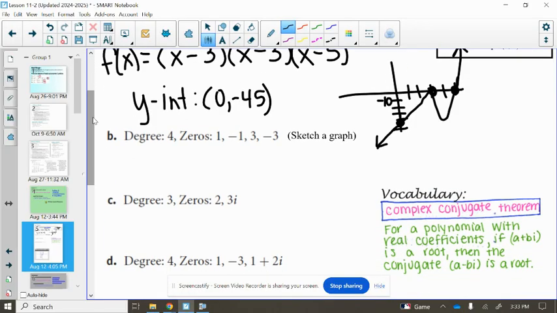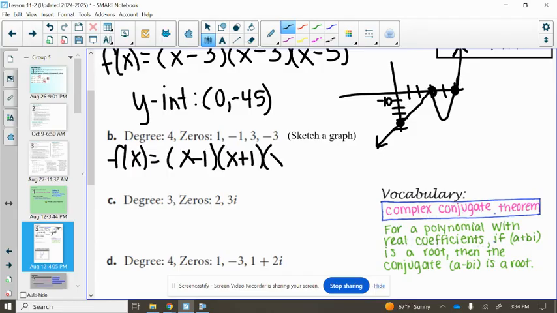In letter B, we have a 4th degree polynomial. This time, again, if we write it as a product of linear factors, we'd have x minus 1, x plus 1, x minus 3, and x plus 3 as our factors there. And again, if we want to sketch, there are basically two pieces here that we want to consider. Number one, our zeros at 3 and 1, as well as our zeros at negative 3 and negative 1.